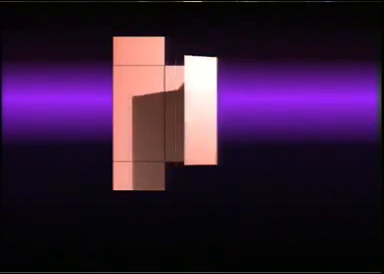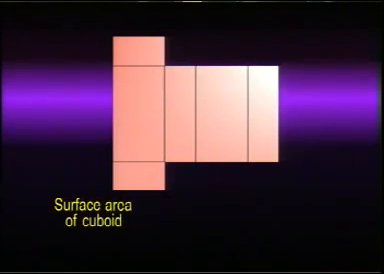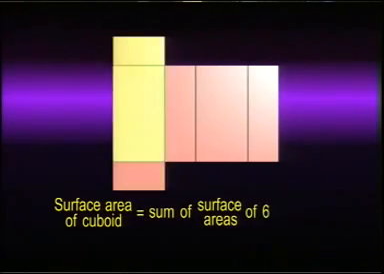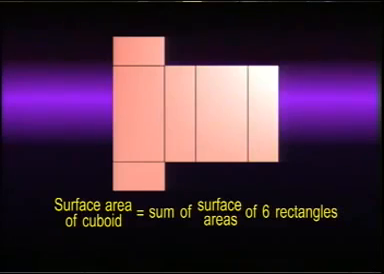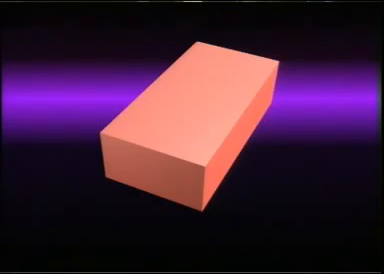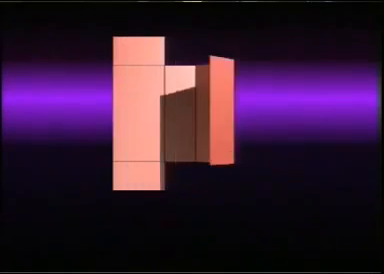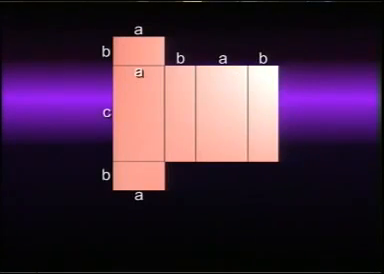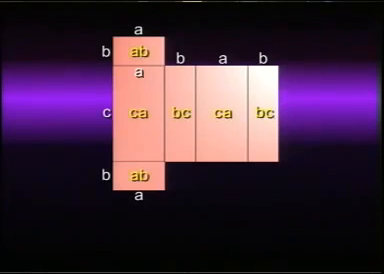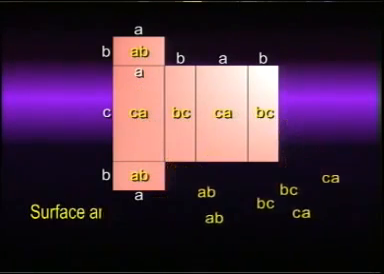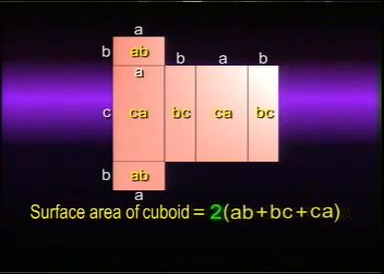The net of the cuboid represented here is made up of 6 rectangles. Two of them are the base and the top of the cuboid, while the other 4 are the side faces of the cuboid. Therefore, the surface area of the cuboid equals the sum of the areas of these 6 rectangles. If we take the lengths of the cuboid sides as A, B, and C respectively, then the sides of the rectangles are A, B, C, and the areas of each rectangle are AB, BC, CA. Therefore, the surface area of the cuboid equals 2 times (AB plus BC plus CA).